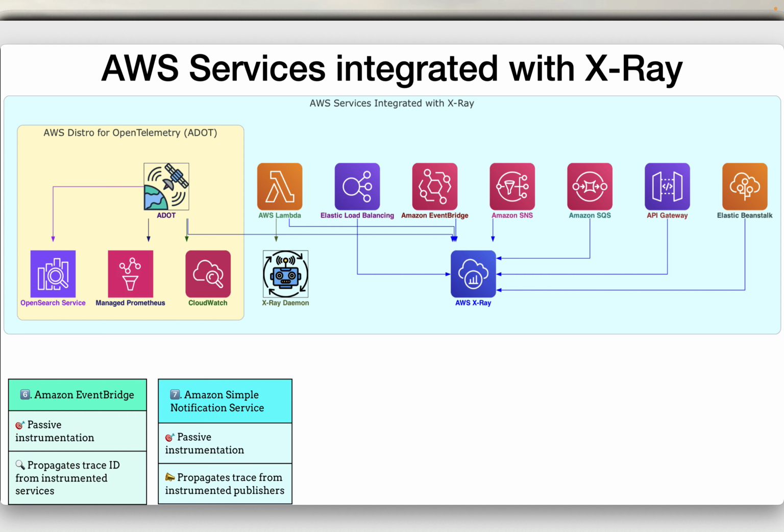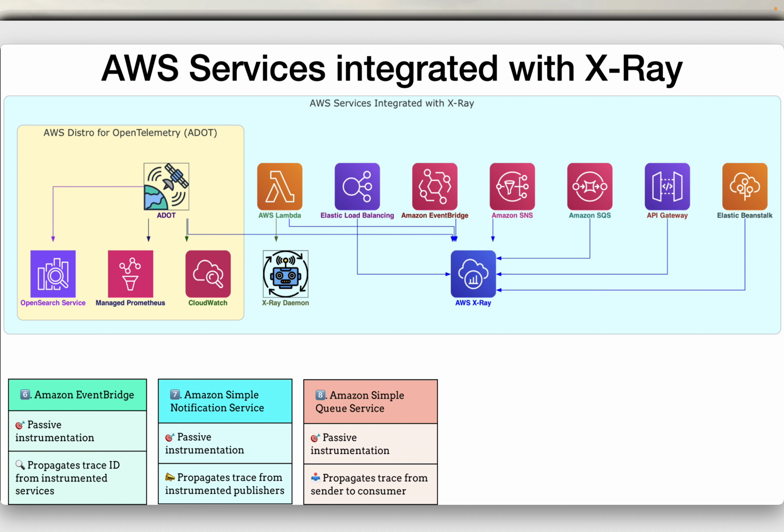Next is Amazon Simple Notification Service. This is also passive instrumentation. If an Amazon SNS publisher traces its client with the X-Ray SDK, subscribers can retrieve the tracing header and continue to propagate the original trace from the publisher with the same trace ID.